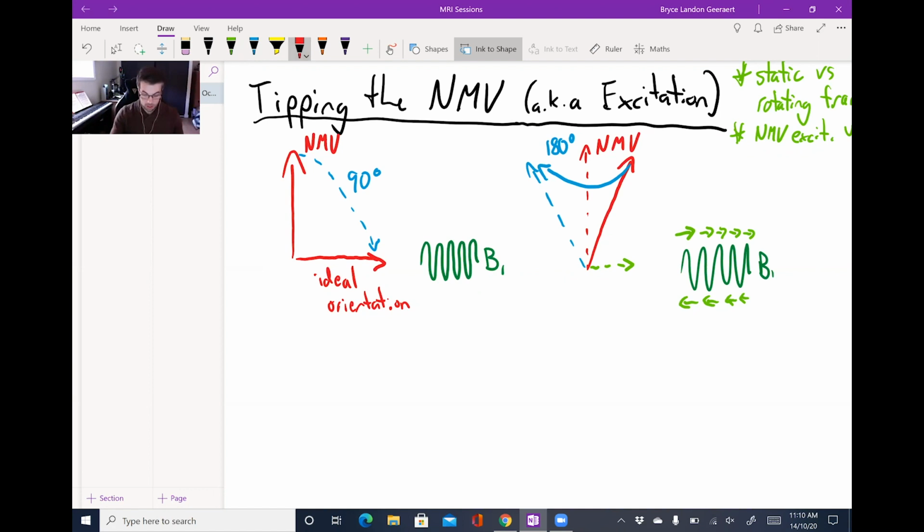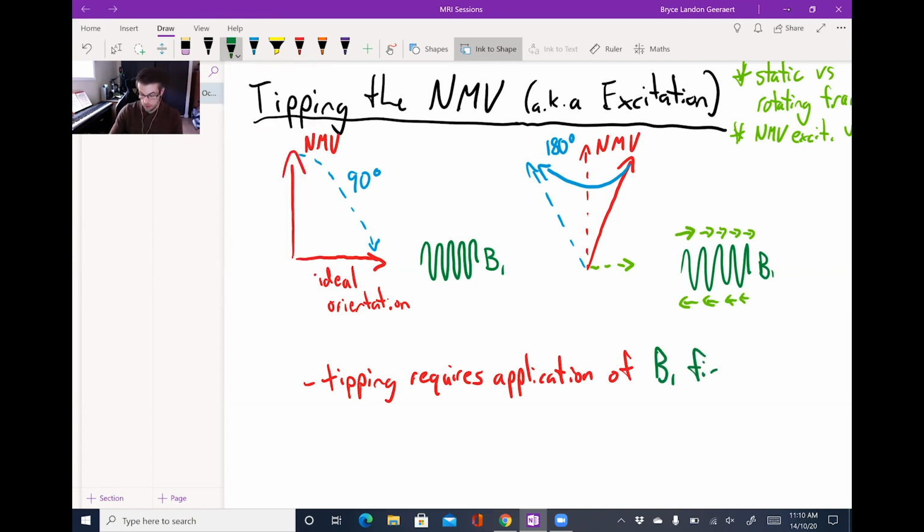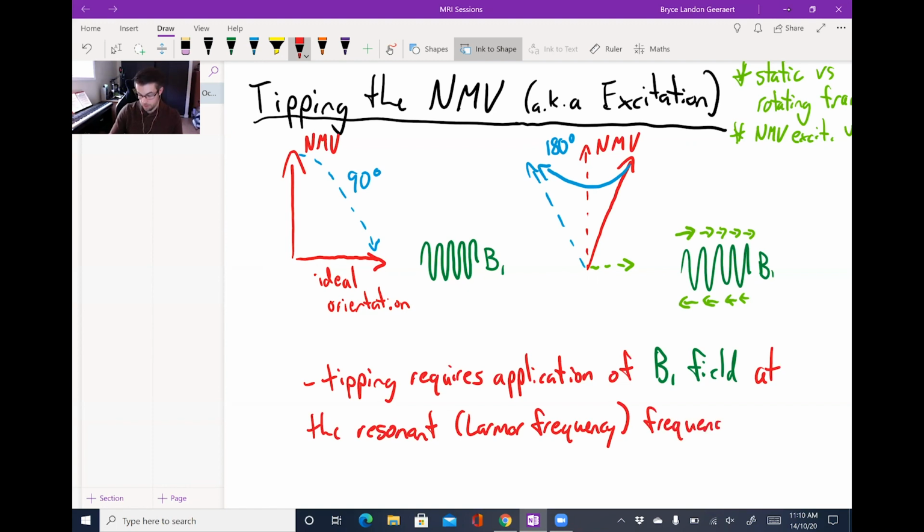I'll write a note here so that we have something in the slides. What I'm going to write down is: tipping requires application of a B1 field at the resonant or Larmor frequency, so that resonant frequency of the NMV. Does anyone have any questions about that?